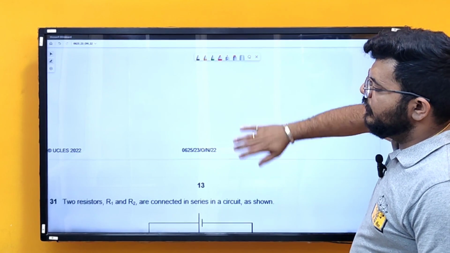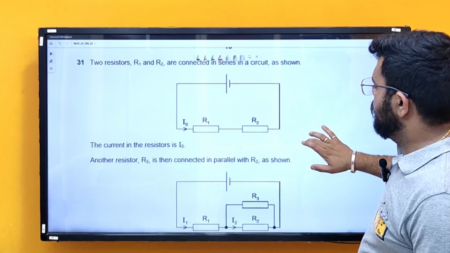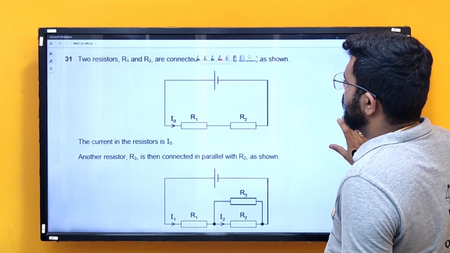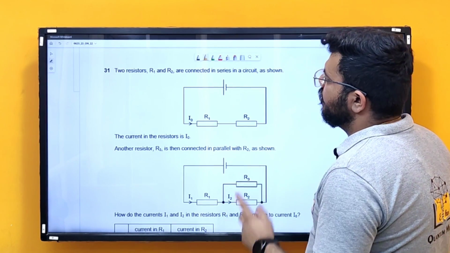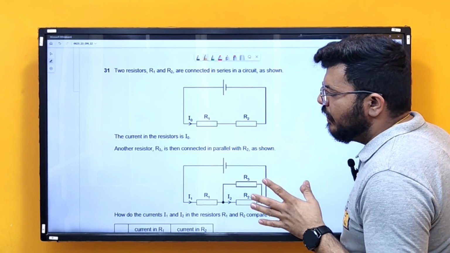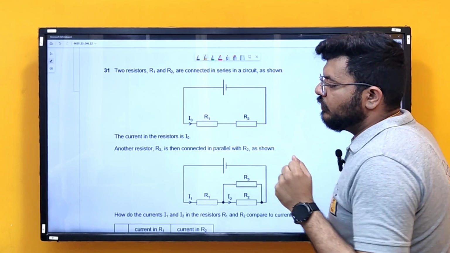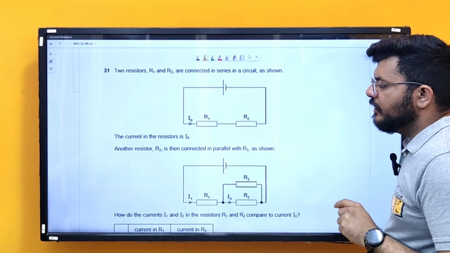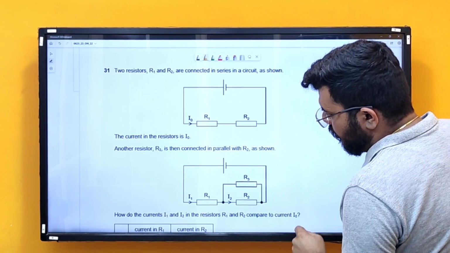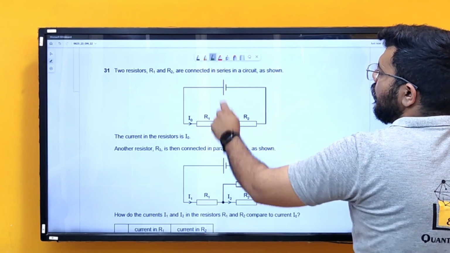Then we have question number 31. There is a diagram. Two resistors R1 and R2 are connected in series in a circuit as shown. The current in the resistors is I0. Another resistor R3 is then connected in parallel with R2 as shown. How do the currents I1 and I2 in the resistors R1 and R2 compare to I0?